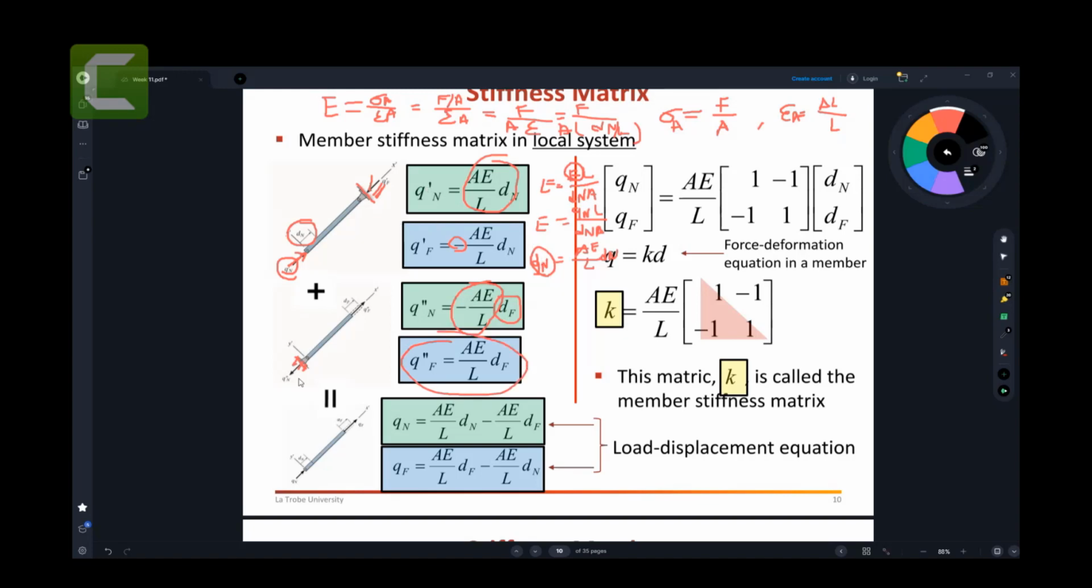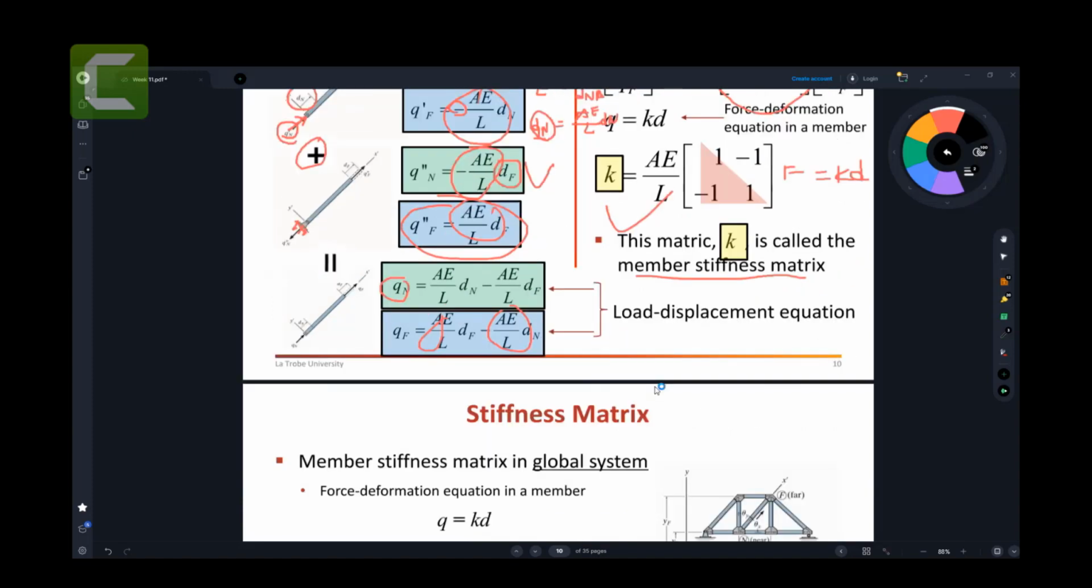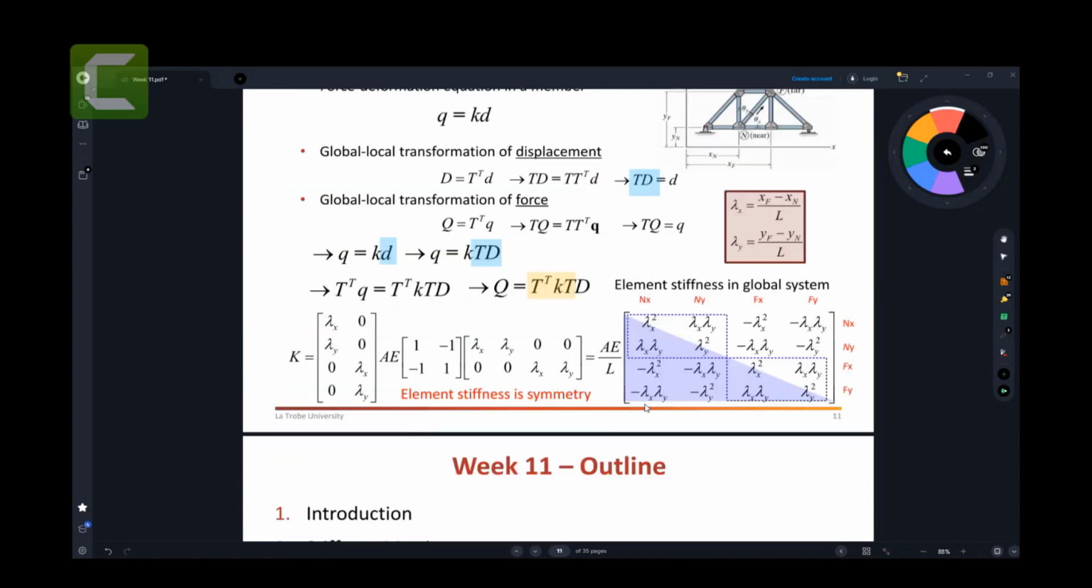And if I superpose these ones, like these ones plus these ones, you will get Qn equal to this minus these ones, and Qf, this minus and this plus. And if I write it in the matrix form, Qn, Qf equals AE over L common, 1 minus 1, minus 1 1, times delta n, delta f. Okay, so this is a stiffness. I think last week we talked about the stiffness. You remember force is equal to stiffness times the displacements. So this is your stiffness matrix. It's called the member stiffness matrix. Don't worry if you don't get all this information in great detail.